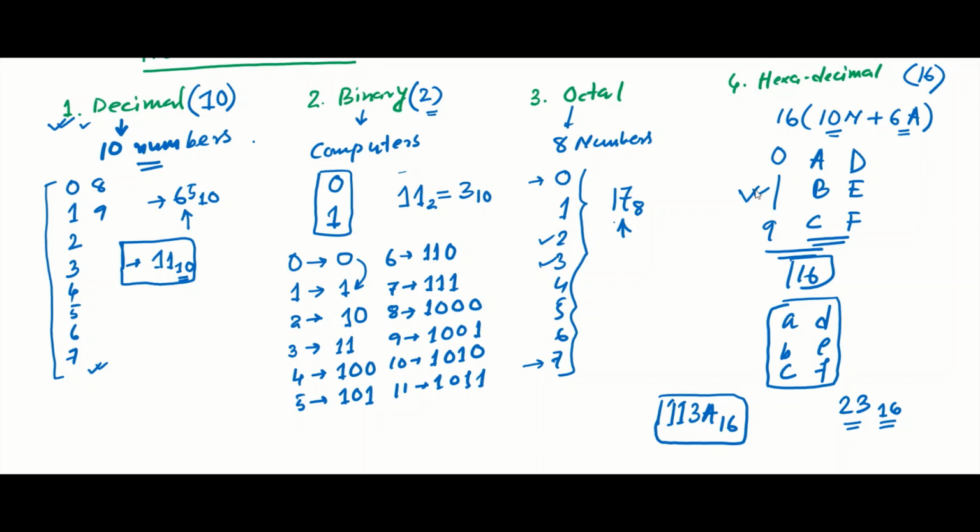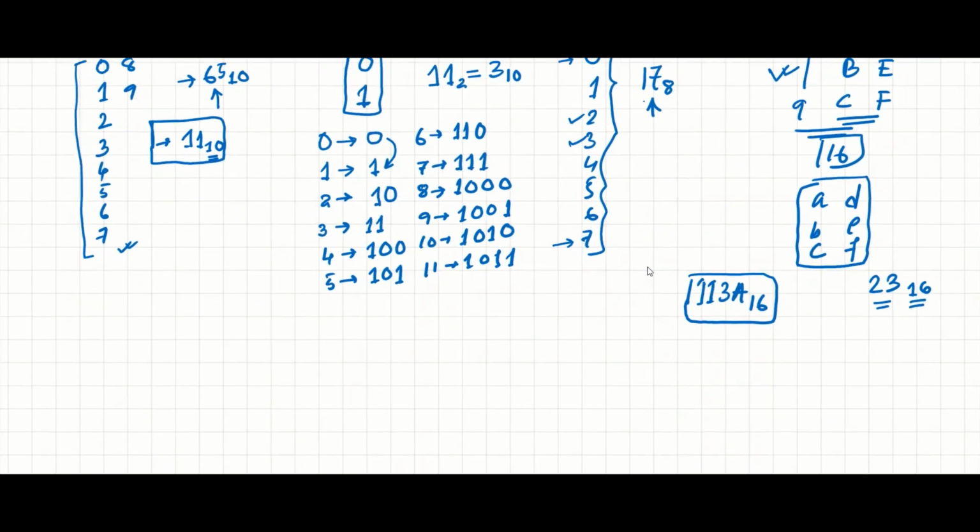Okay, so now let's take the first one. Let's try to understand decimal to binary first. How to convert a number from decimal to binary. Let us take an example over here. If we had a decimal number, suppose 75 decimal, what do we want? We want the number in binary. So how to do that?